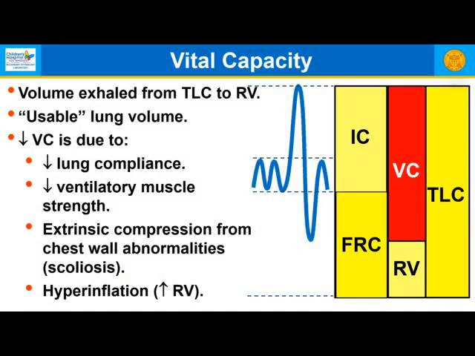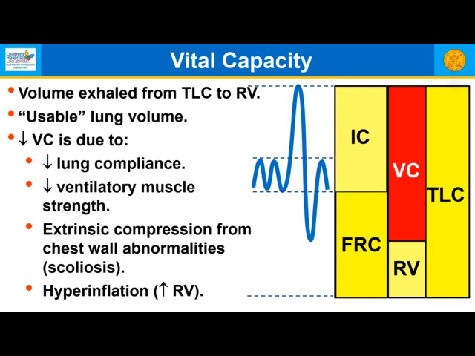Vital capacity. Vital capacity is the volume exhaled from total lung capacity. That's from all the way in to all the way out. So you're taking in a full breath all the way in and blowing it all the way out. That is the vital capacity. In a sense, it's a usable lung volume.